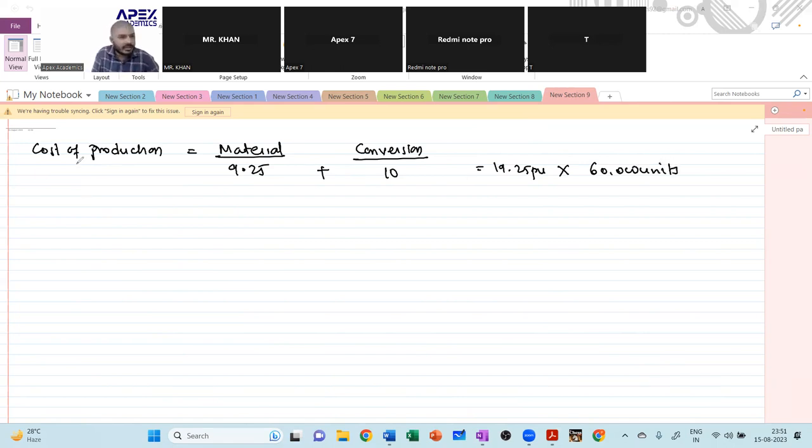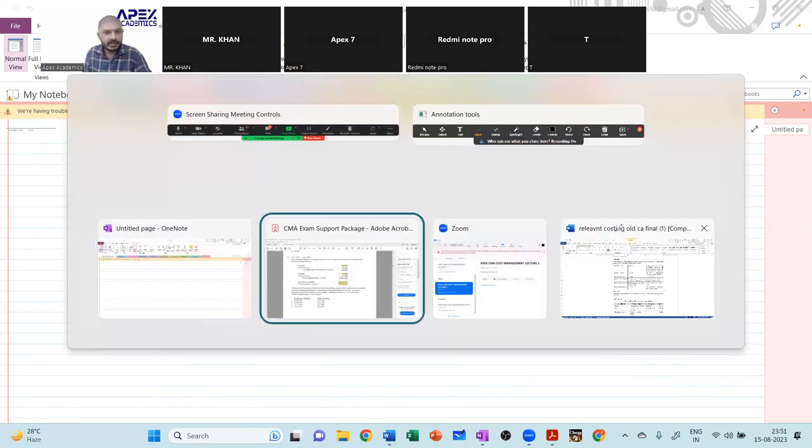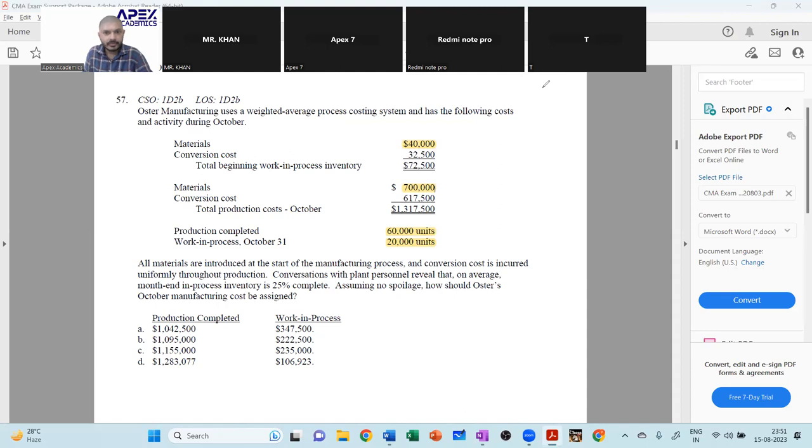It is 19.25. This is for cost of production. Cost of production will be for completed units. What are the completed units in this particular period? They are 60,000. How do you know this? It's clearly given in the question. Production completed 60,000 units. I hope it can be seen by all. Can you see this clearly? Let me go ahead.